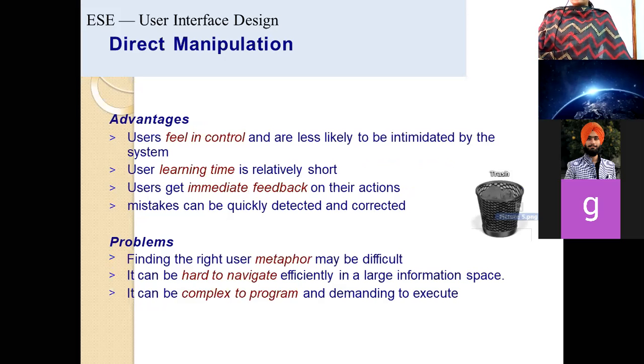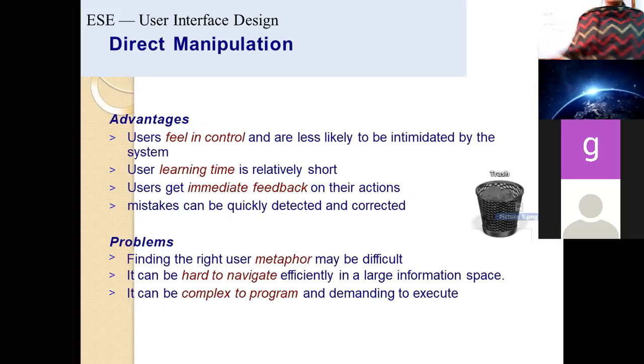Next is user interface design, direct manipulation. What are the advantages of direct manipulation? Users feel in control and are less likely to be intimidated by the system. User learning time is relatively short, so the user can learn using the UI. Users get immediate feedback on their actions. Like if you are clicking on something, you will get immediate feedback whether it is working according to you or not. This is the advantage of direct manipulation. Mistakes can be quickly detected and corrected.